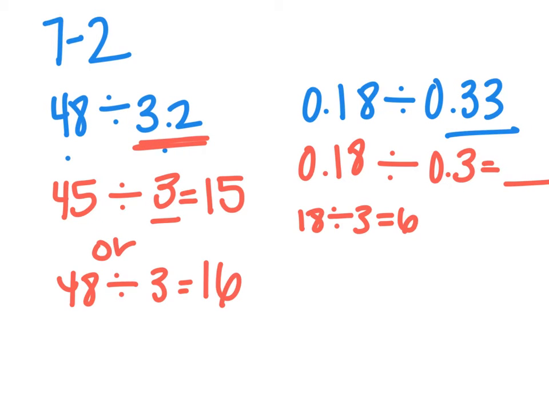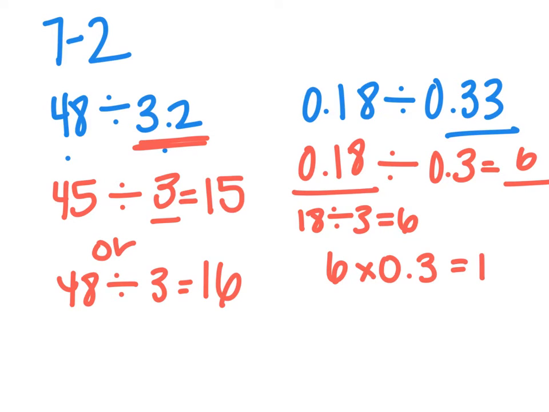We always start with this. So I know I need something with a 6 in it. Maybe it's 0.6, maybe it's 60. I'm not sure yet, but I know it has to have a 6 in there. So I'm going to pretend the answer is 6 and go back and multiply. 6 times 0.3. And if it is 6, I should get 0.18, my dividend.